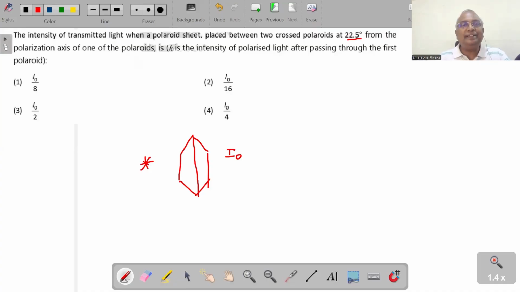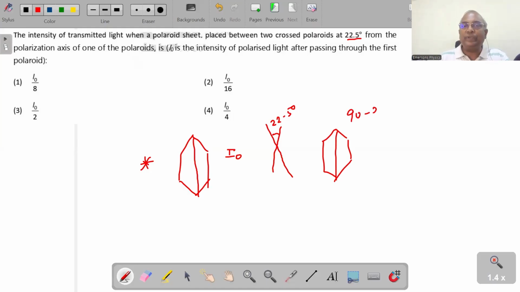Then there is a polarizing sheet kept at an angle of 22.5 degrees. Then we have another Polaroid, whose axis compared with this one is 90 minus 22.5. Now we'll see the formula.